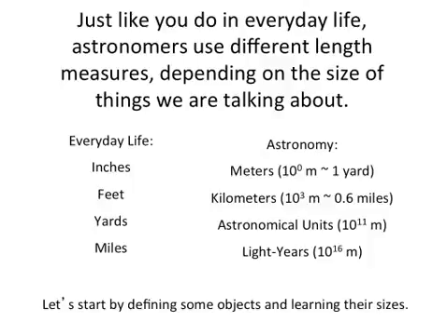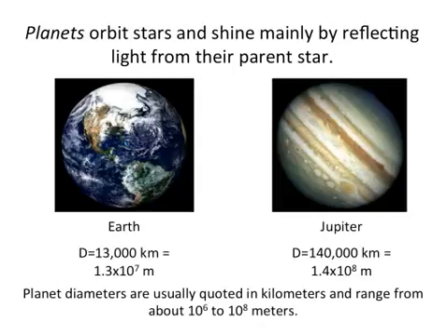So let's start by defining some objects and their sizes. We'll start with the smallest object we're going to deal with in this class, which is planets. Planets are objects that orbit stars, and most of the light from planets is reflected from their parent star. We see the Earth or we see the Moon because the Sun shines on it, not because the Earth or the Moon creates its own light.